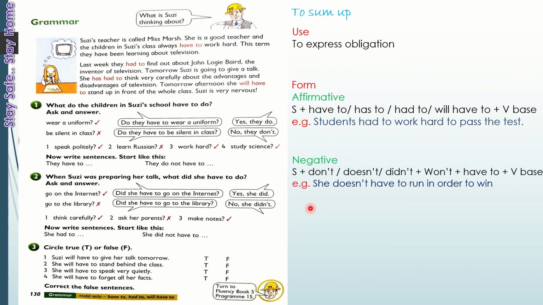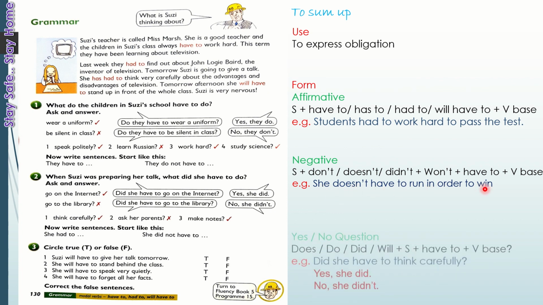I'm sorry. So you start with a subject as usual, but I add not. So don't, doesn't, didn't, won't, or will not, plus have to. Always have to, as you can see. Plus verb base. Verb base, guys, I mean it's a verb without any addition, as you can see here. Work, run. I didn't say worked, with ed. No, you cannot say that. Work, okay? So she doesn't have to run in order to win.